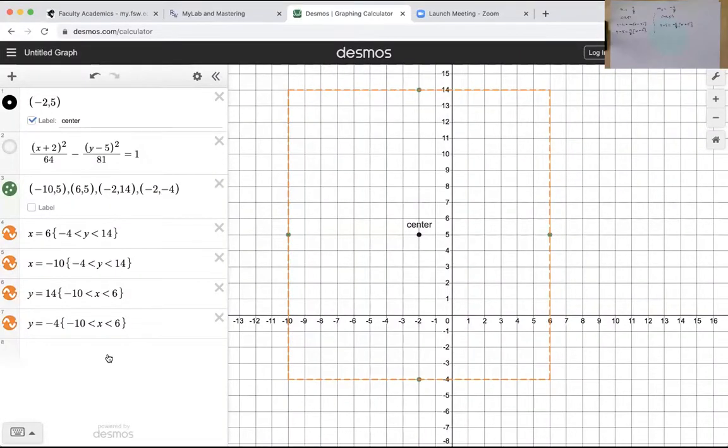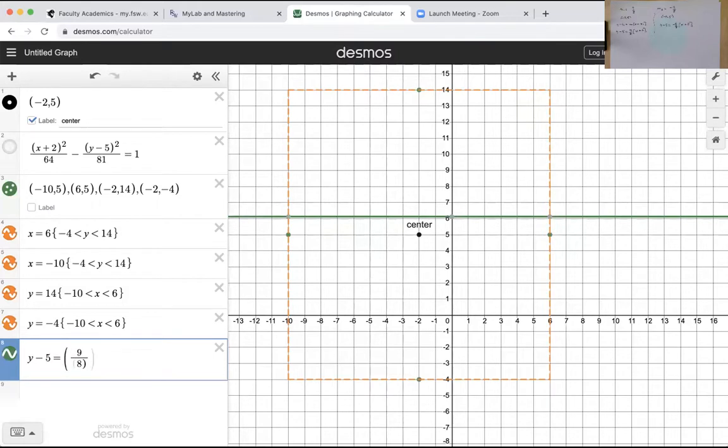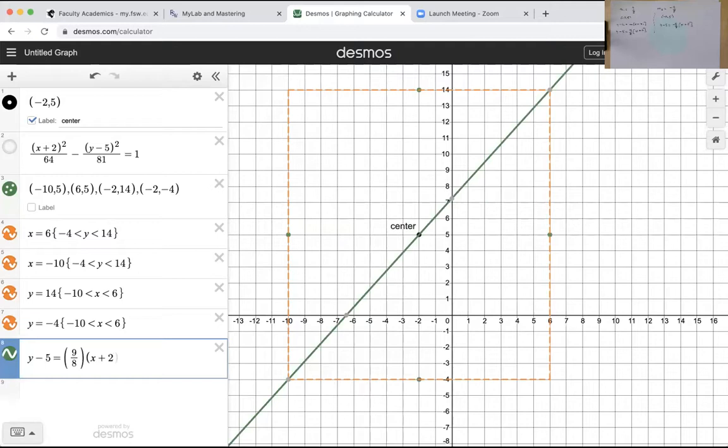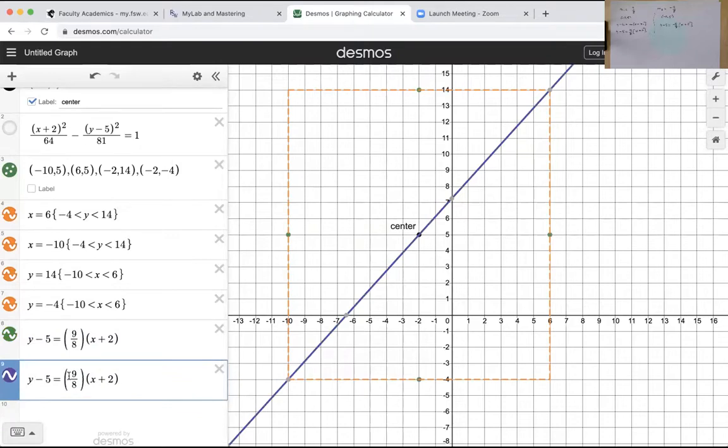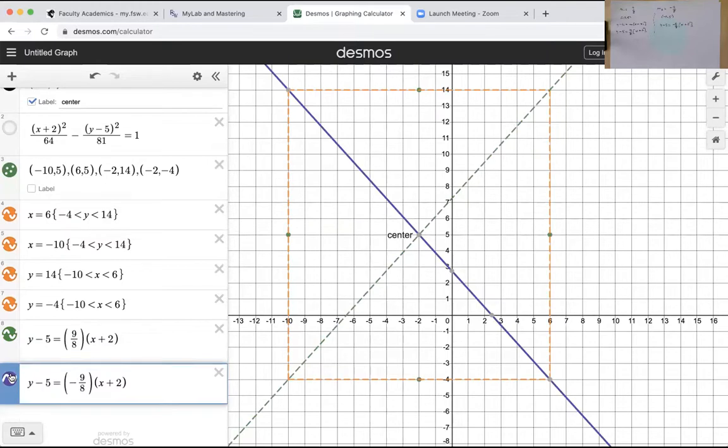So let's go ahead and take a look at those. See if that looks right. So y minus 5 equals 9/8 times x plus 2. And sure enough, that asymptote looks like it is going directly through the corners of that box that we have. And the other one, all we do is we change the 9/8 to -9/8, going through the other direction.